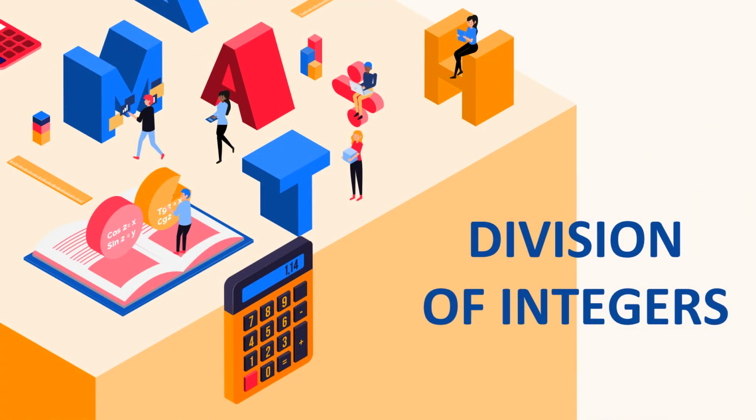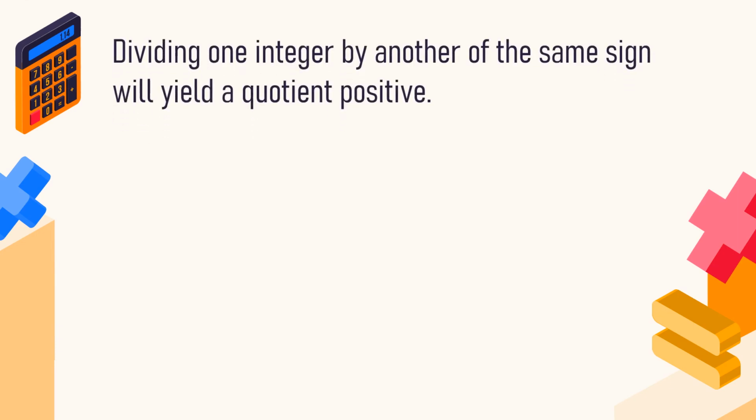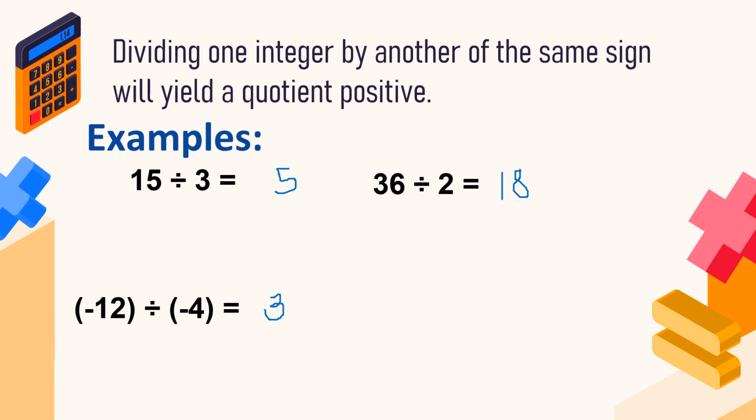Next, division of integers. Dividing one integer by another of the same sign will yield a positive quotient. Examples. 15 divided by 3 is equal to 5. And 36 divided by 2 is equal to 18. Next, negative 12 divided by negative 4 is equal to positive 3. Bakit siya positive? Kasi both are negative.